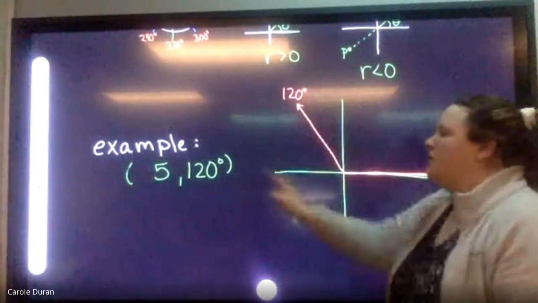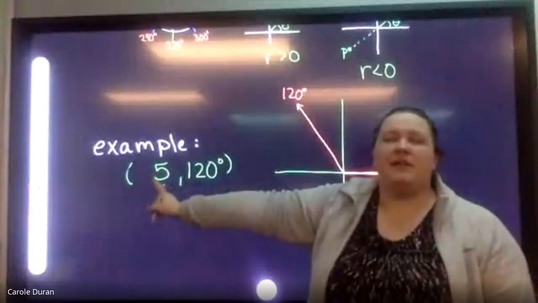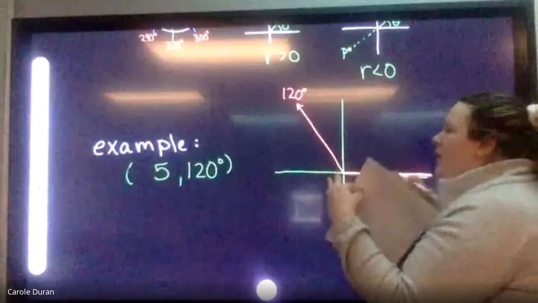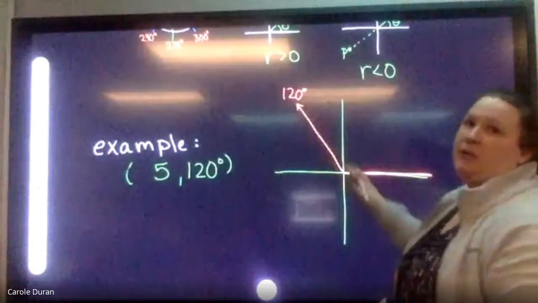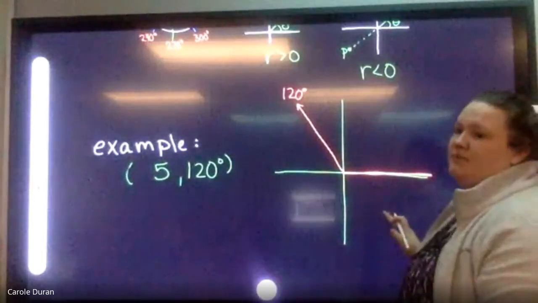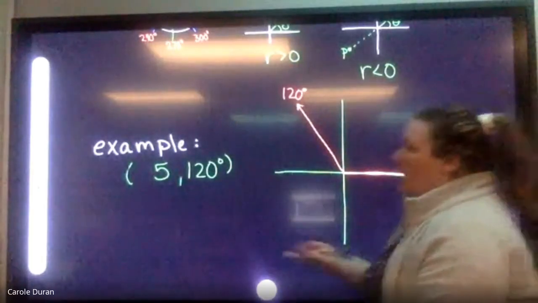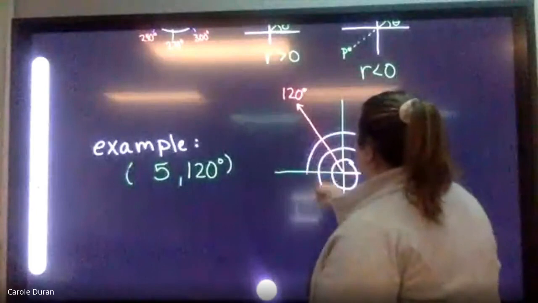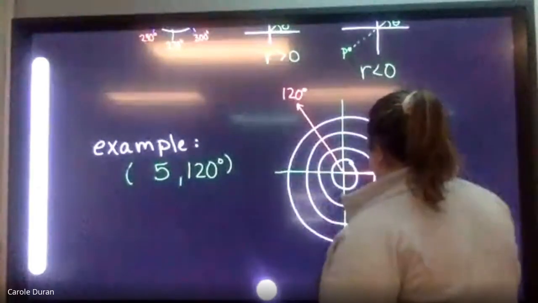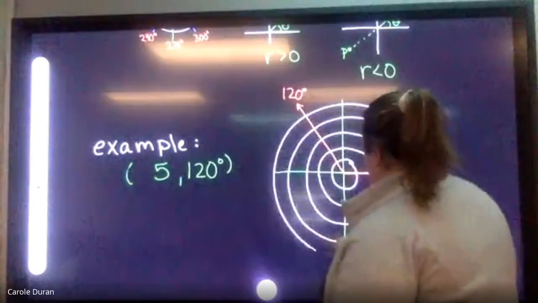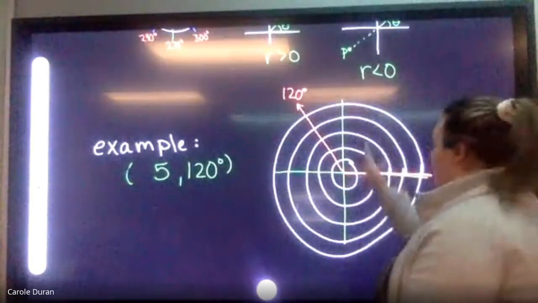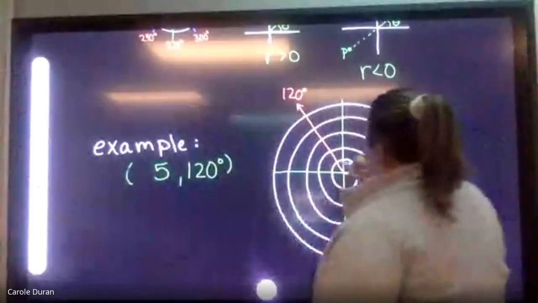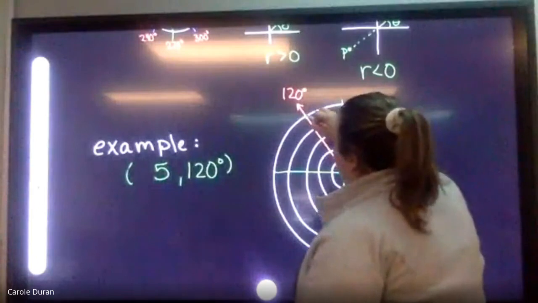This number, whether it's positive or negative, tells me the direction at which I'm walking. So if I'm facing that 120 degree angle, am I going to walk forward along it or backwards? Forward, because it's positive. So I need to count 5 steps out along that 120 degree angle. Each one of these is 1 unit, no different than having 1, 2, 3, 4, 5 on your axis. So I walk out 5 steps, and that's where my point exists.